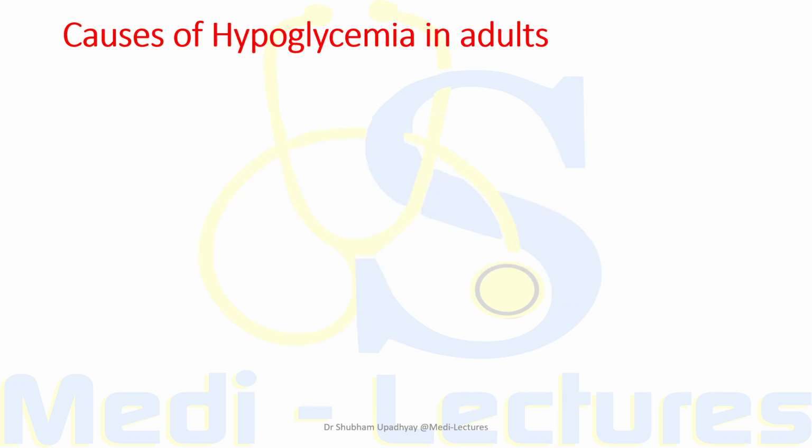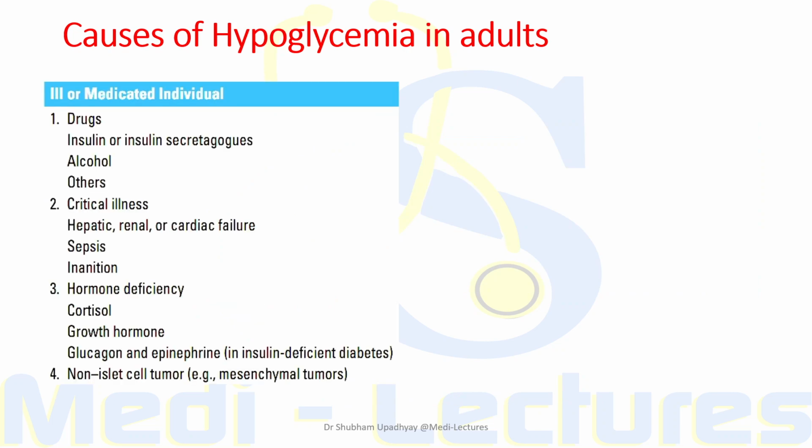Now, let's see what are the various causes of hypoglycemia in adults. First, let's see what are the causes in ill or medicated individuals. Definitely the most important cause is drugs. In diabetics, use of insulin or insulin secretagogues are the most common cause of hypoglycemia. A chronic alcoholic can develop hypoglycemia as alcohol inhibits gluconeogenesis. Then other drugs like fluoroquinolones, quinine, ACE inhibitors, etc. can also lead to hypoglycemia.